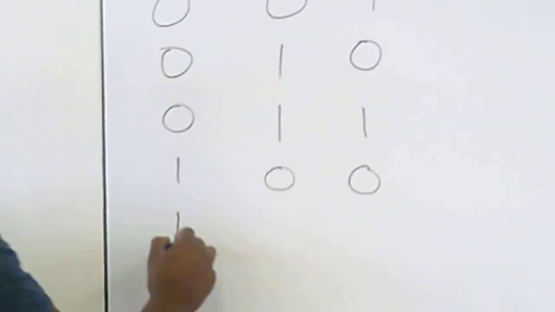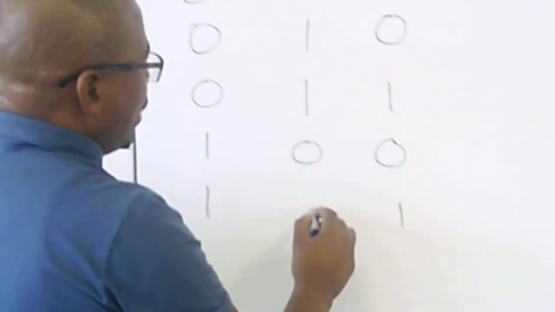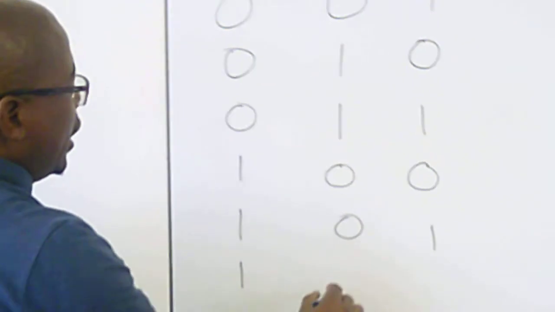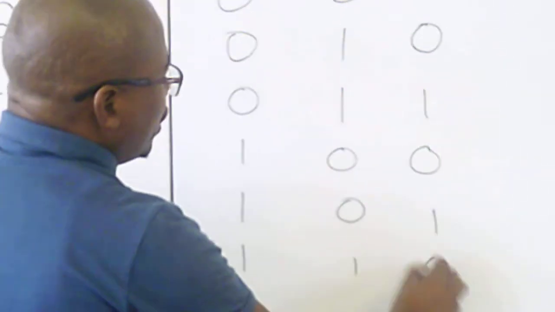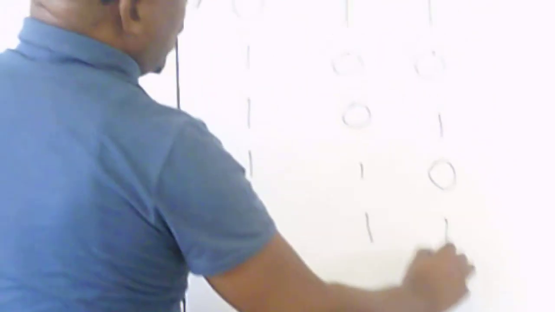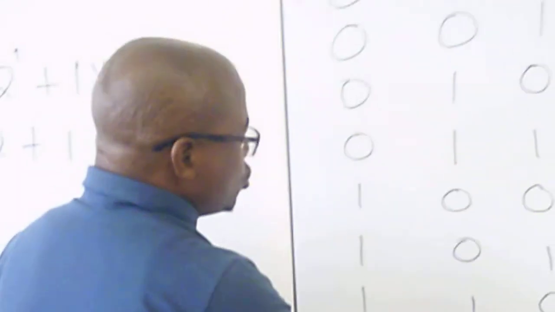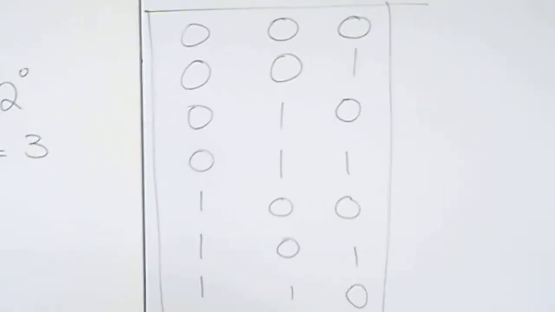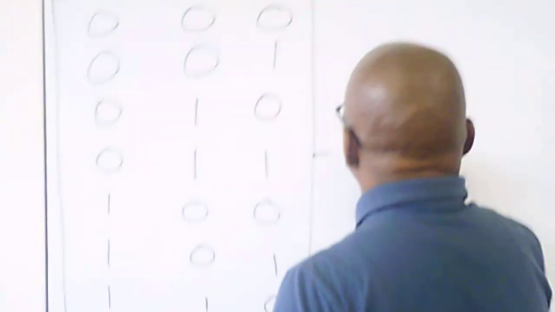5, I need a 4 and a 1. I don't need a 2. 6, I need a 4 and a 2. I don't need a 1. And then there is 7. 7 is 1, 1, 1 because I need a 4, a 2, and a 1. And this is a 3-bit. It's actually 8 possibilities.